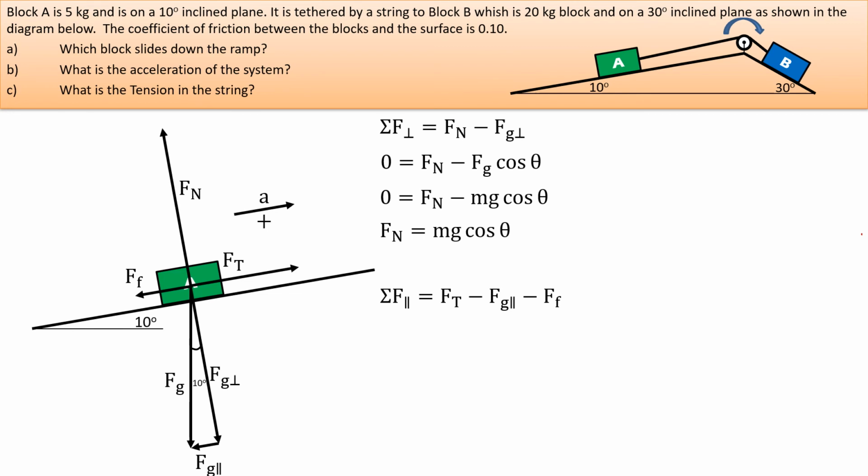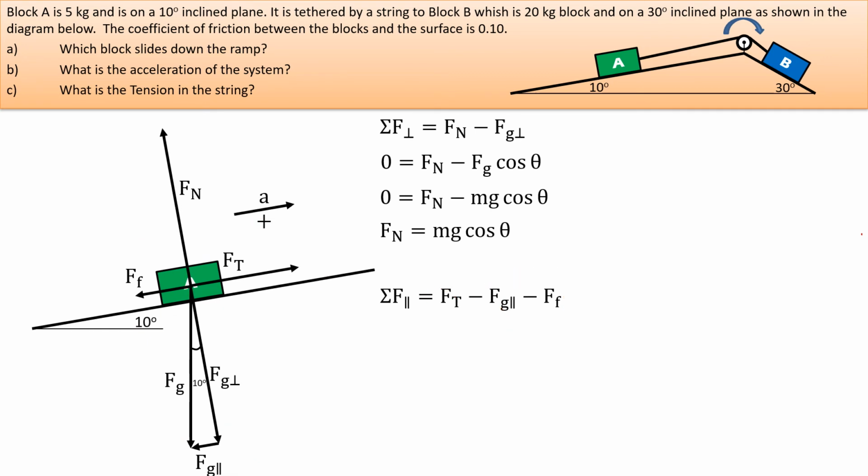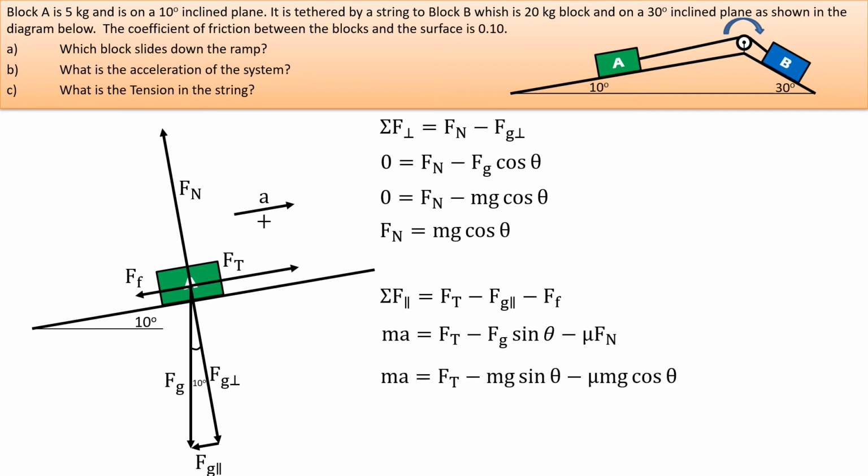In the parallel direction, we have a net force equation that looks like this. The tension is the only thing in the positive direction. The parallel component of the weight is acting down the hill, and the frictional force is acting down the hill as well, so those are both minus. Now we know that the object is accelerating, so the net force is equal to ma. The tension is what we're looking for. This is the shortcut for the weight, Fg parallel, and this is the frictional formula, mu Fn.